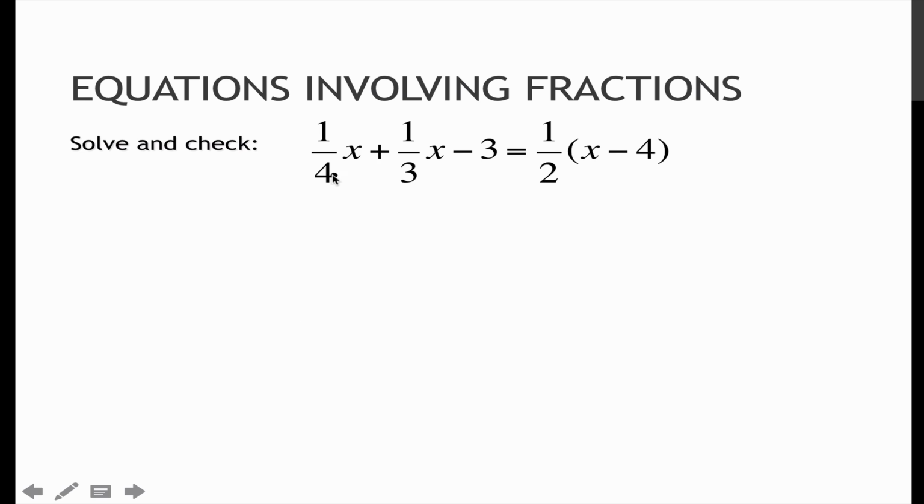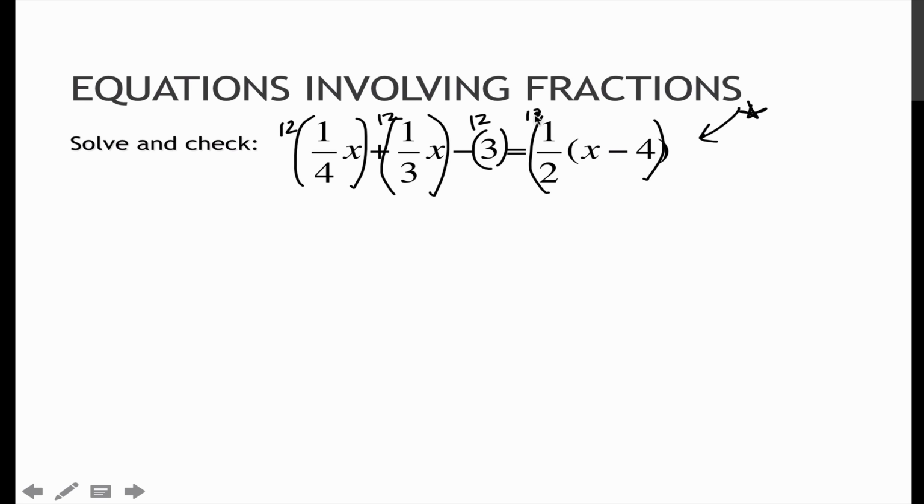For this question, notice again I have 4, 3, and 2, which means that 12 is the best way to go. Just be careful here because when I multiply by 12, I'm taking this by 12, I'm taking this by 12, I'm taking this by 12, and I'm taking basically this whole thing times 12 because the 1/2 is already going to be distributed. So don't take 12 times 1/2 and 12 times x and 12 times minus 4.